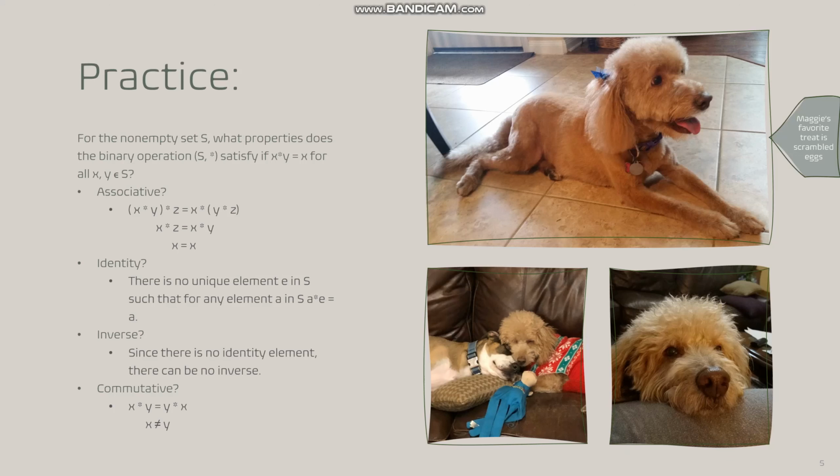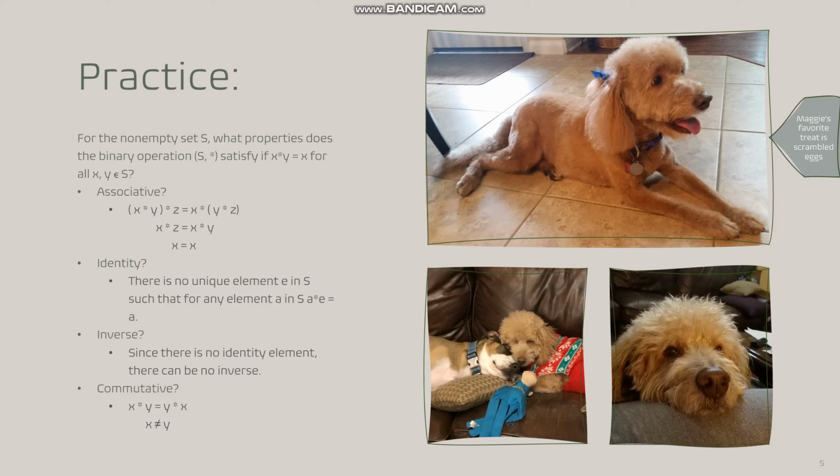Right? So practicing proving these elements for binary operations, we have the example here. So for a non-empty set S, that we do not know what is in that set, what properties does the binary operation star satisfy if star is defined as X star Y equals X for all X and Y that are part of S? So the first thing we want to know is, is this associative?